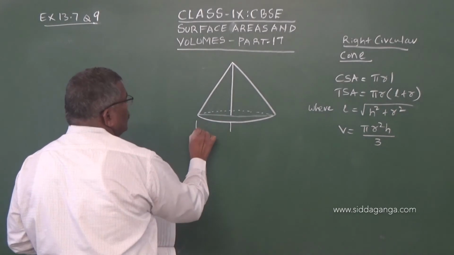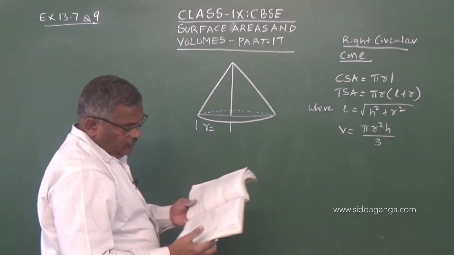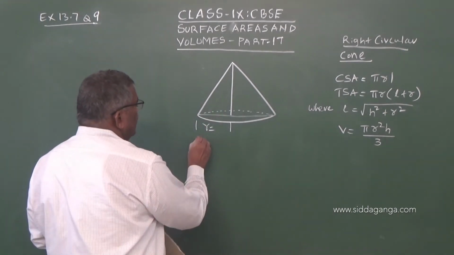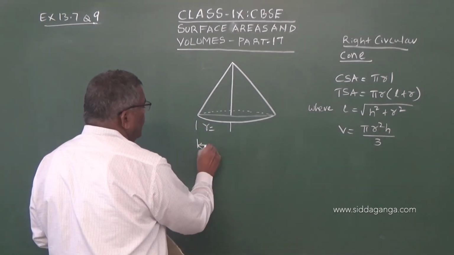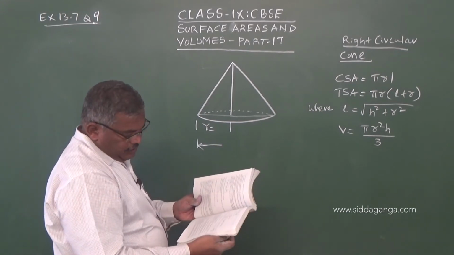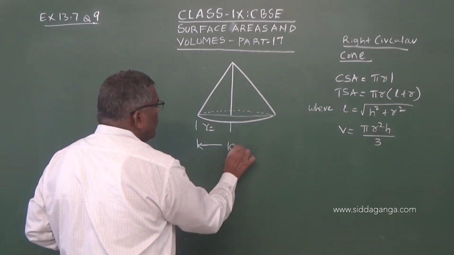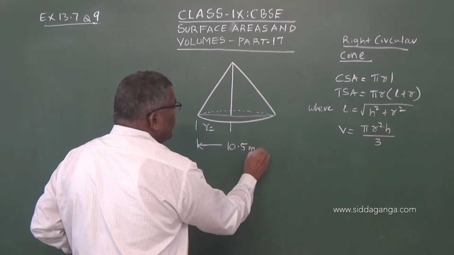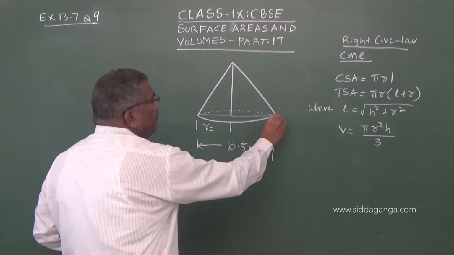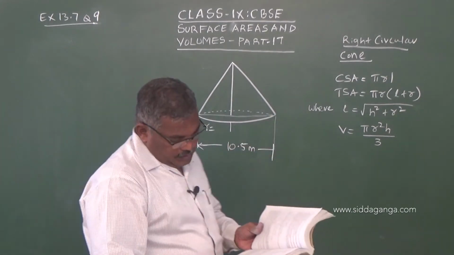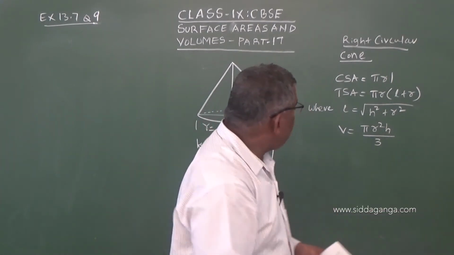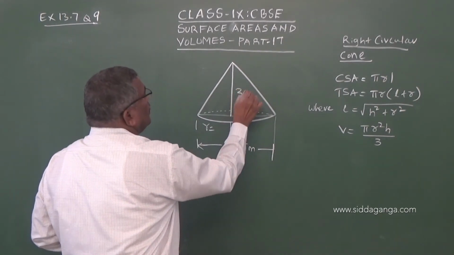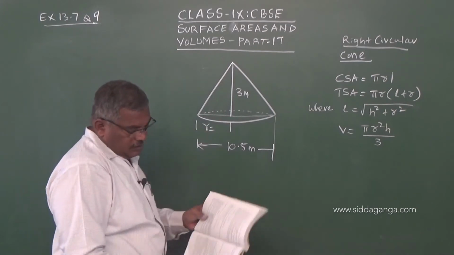So this is, as you know, the radius, and here it is given diameter. Diameter is from here to here, 10.5 meter. Height is 3 meters. So this is 3 meters.